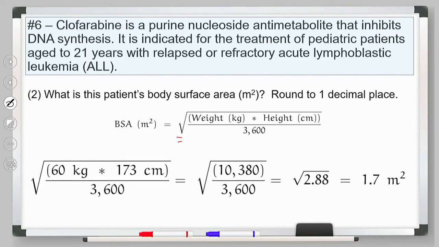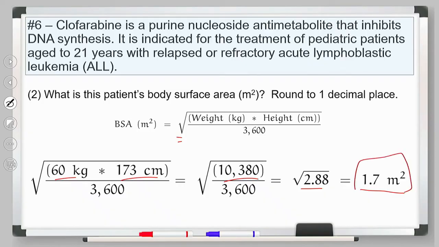So let's do that. If I do that math, here's my weight times my height. Then here's the combined, divide by 3,600, I get 2.88. Take the square root of that, and I determine 1.7 meters squared. All that work just determined their body surface area.